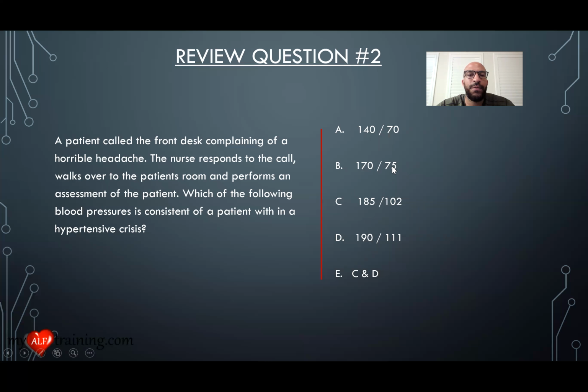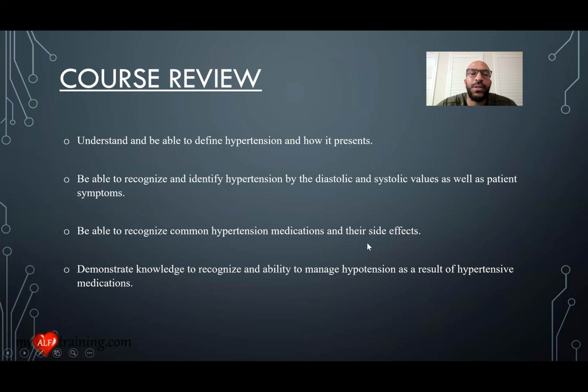So I kind of narrowed it down for you. So you know it's not these two. You know it's one of these three answers here. So which answer is it? 3, 2, 1. 190 over 111. Because remember, we said that for a hypertensive crisis, the patient's blood pressure had to be greater than 180 and greater than 110. And here, the blood pressure is greater than 180, but it's not greater than 110. And here, we achieve both the diastolic and systolic minimums to be considered a hypertensive crisis.